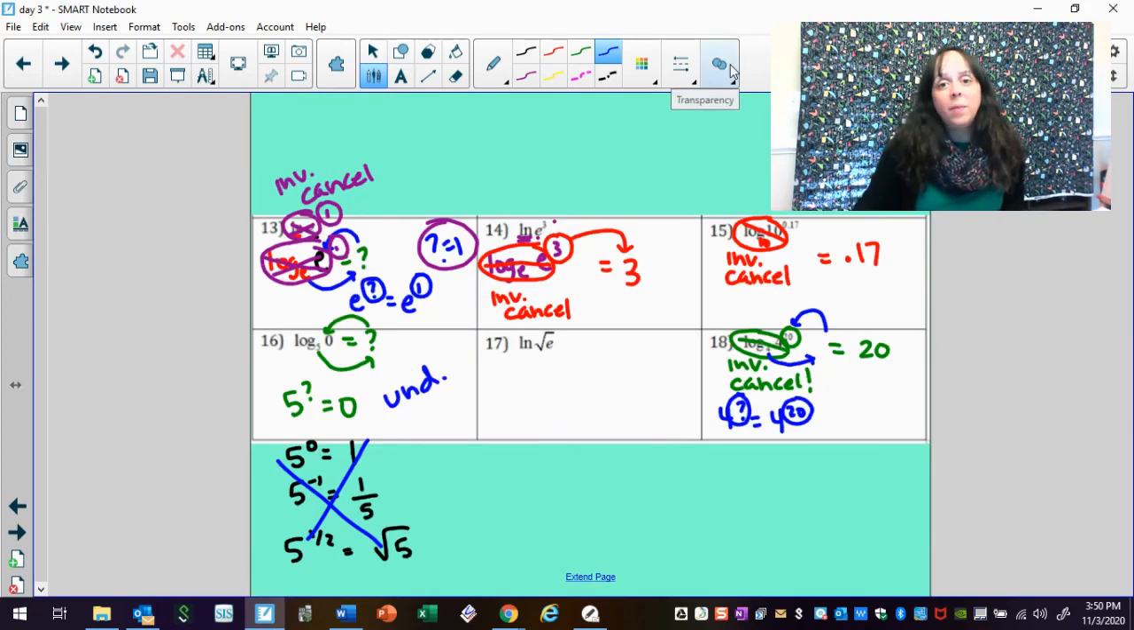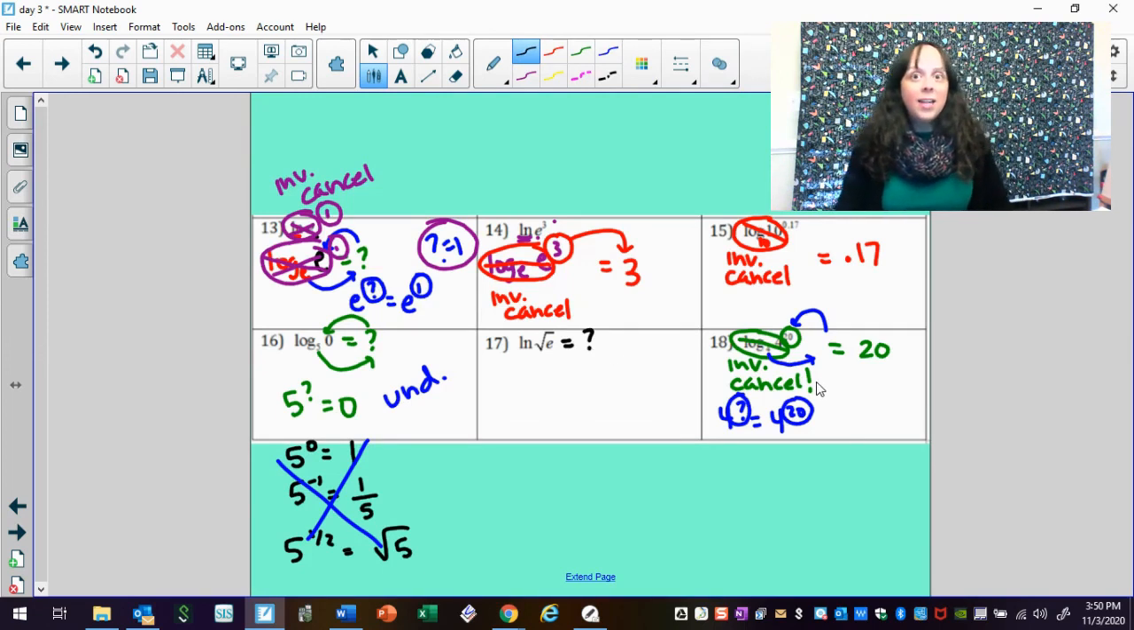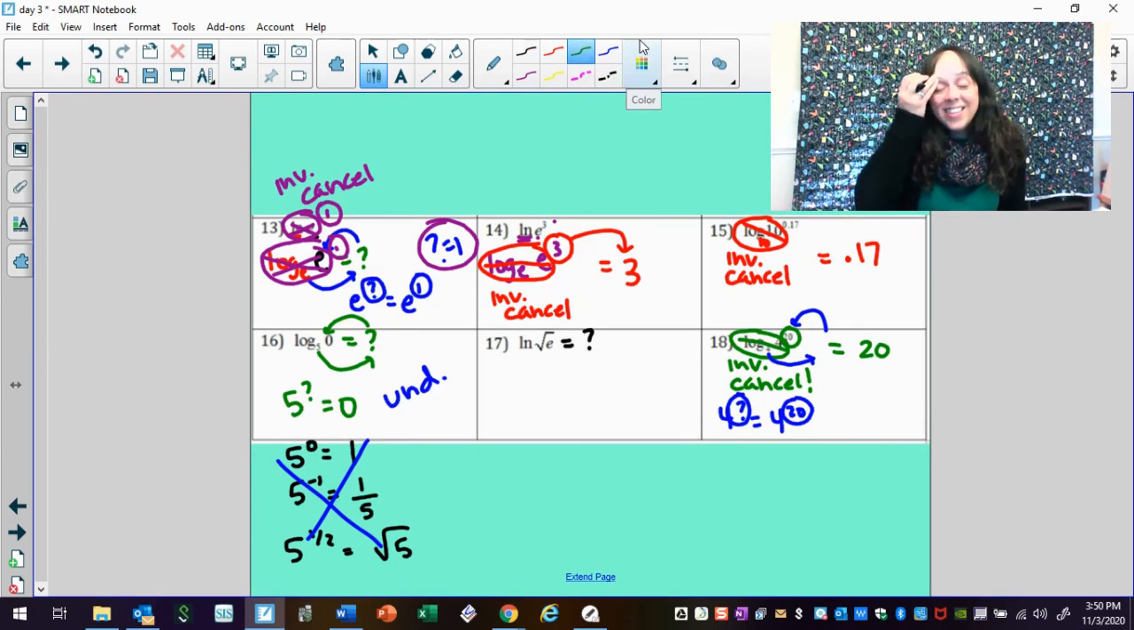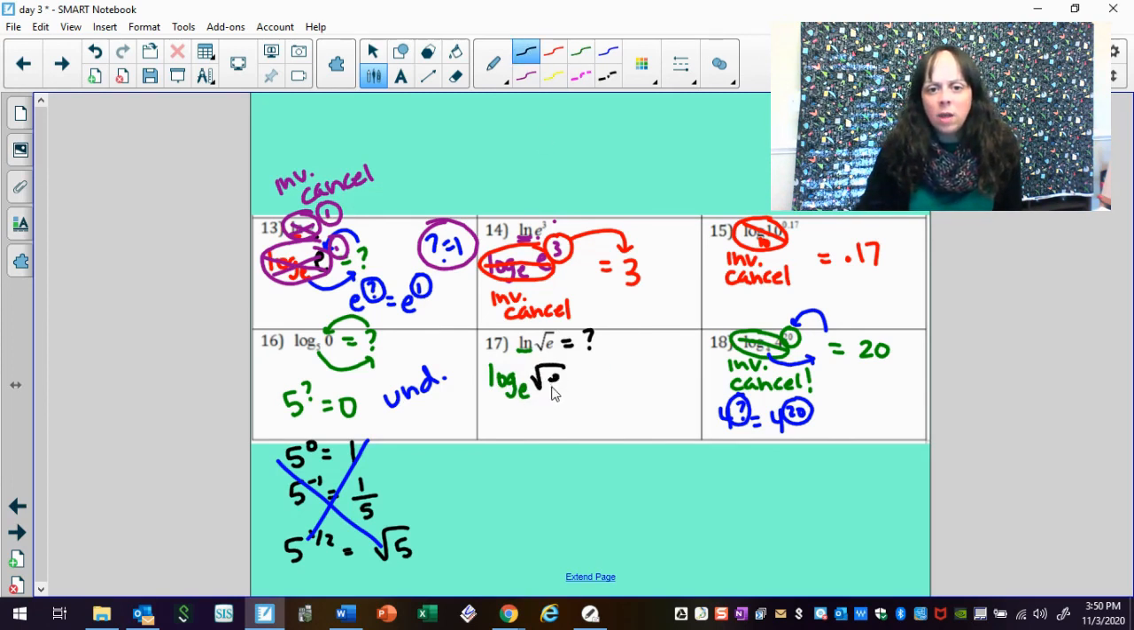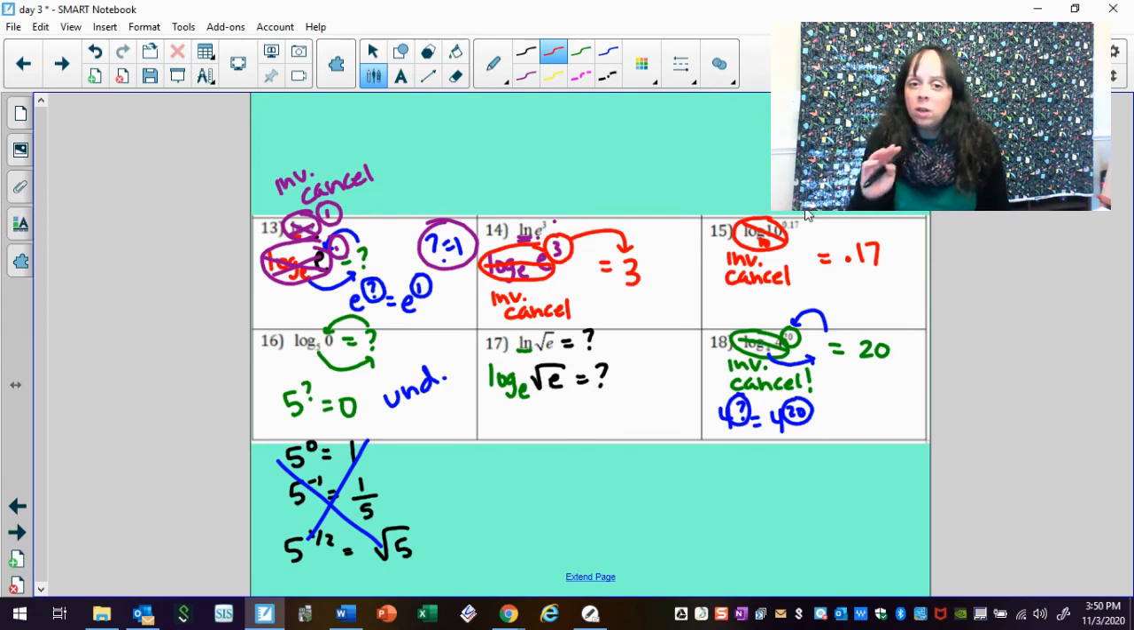All right, guys, you're doing great. This last one. Ending on a high note. All right, so this guy, natural log of the square root of E. This ln, let me color code for you. ln means log base E of square root of E equals question mark. You might be thinking that these guys are inverses and they're going to cancel. You're right, but be careful.